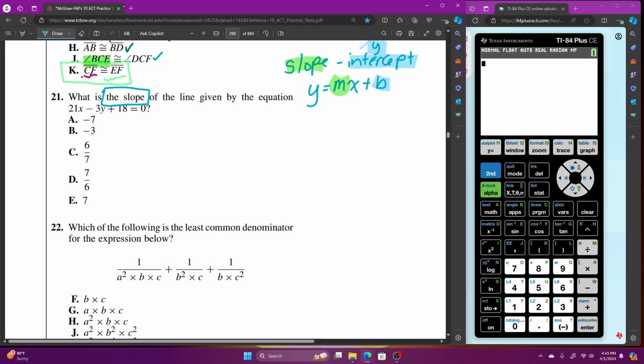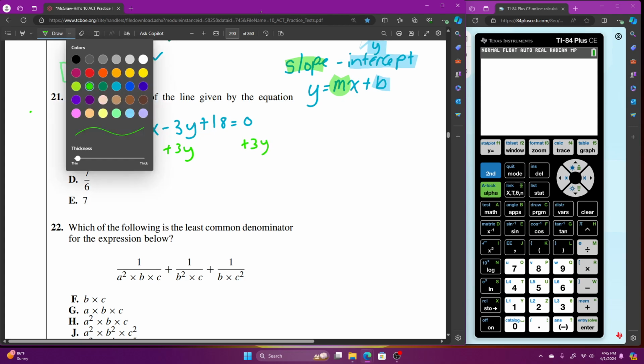So if we solve this equation for y, we can see that our slope will be whatever's in front of the x. So I'm going to say 21x minus 3y plus 18 equals 0. And now I want to isolate the y. The easiest way that I can see to get rid of my minus 3y is to add it to both sides. Add 3y on the other side of the equals.